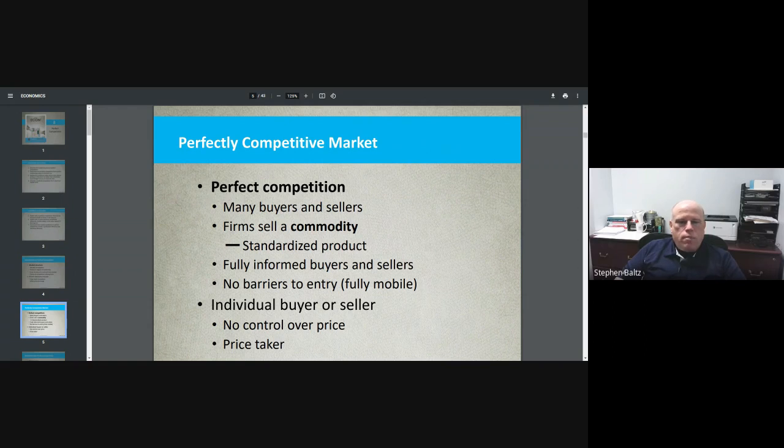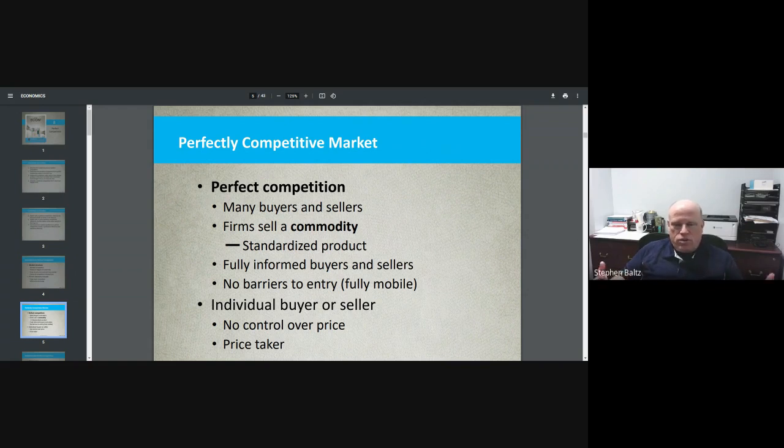All right. Also, in perfect competition, you have fully informed buyers and sellers. The market price is known by all buyers and sellers, and so there are no surprises. There's not a situation in perfect competition where the buyer is going to know more than the seller or vice versa. Everyone has equal information, all the information that's available about that product and the current price of the product. The last characteristic of perfect competition is there are no barriers to entry.